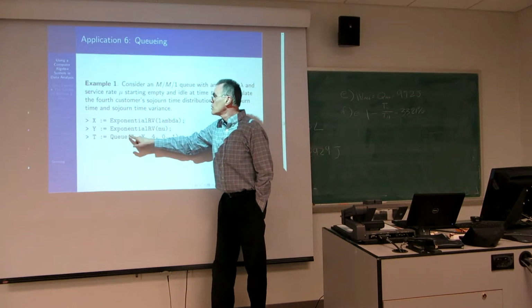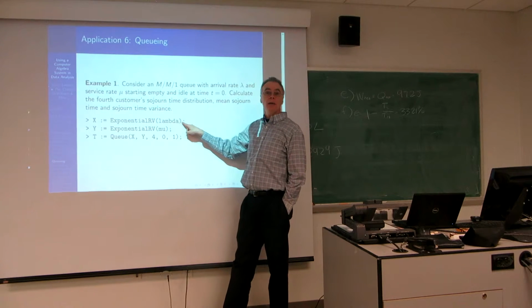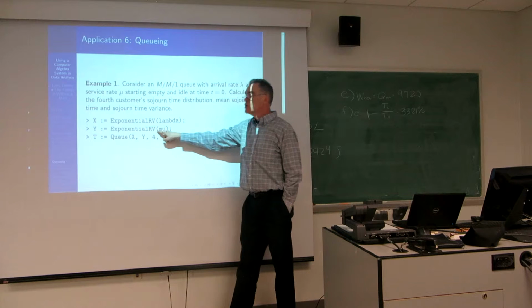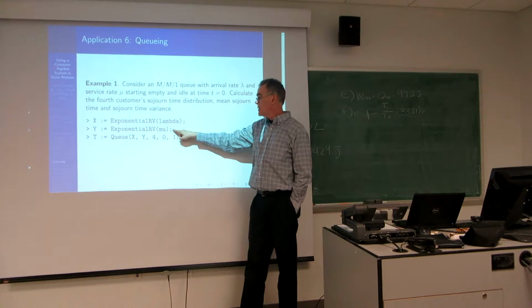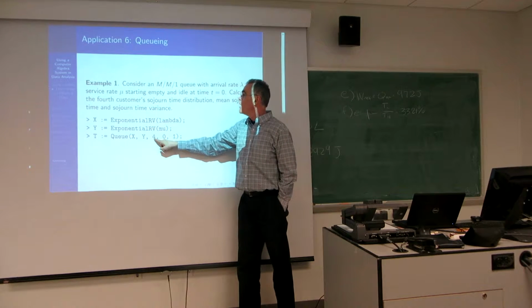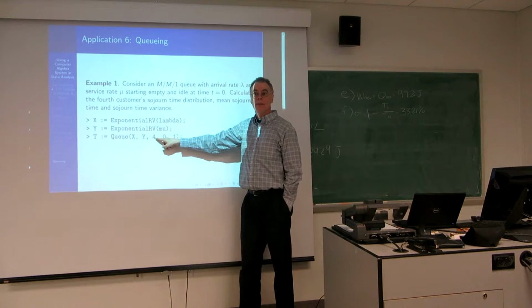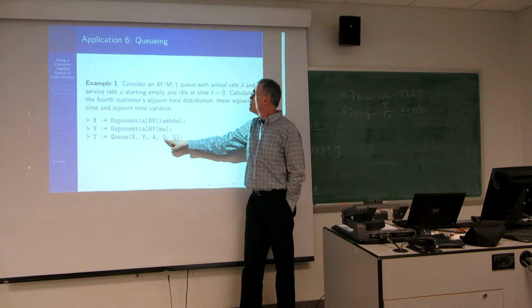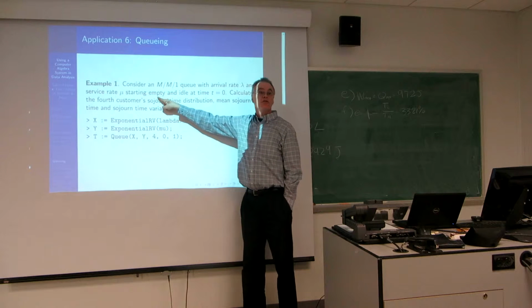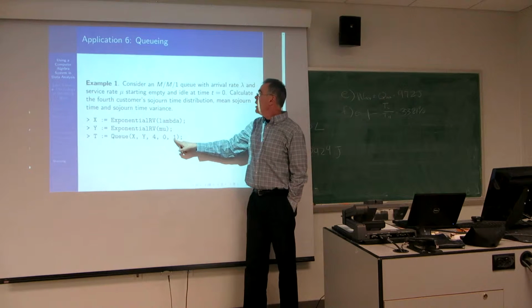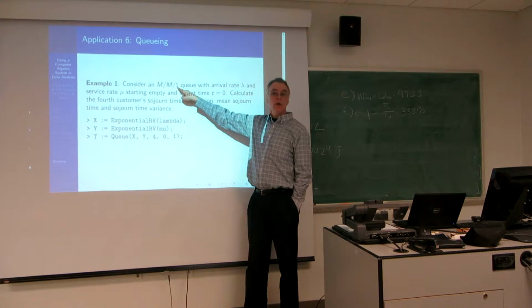The first parameter is the distribution of the time between arrivals to the queue. The second parameter is the distribution of the service time at the queue. The 4 here tells us we're interested in the 4th customer's sojourn time. The 0 tells us that we started with 0 customers in the system because we said it was empty. And the 1 here tells us that there is 1 server.